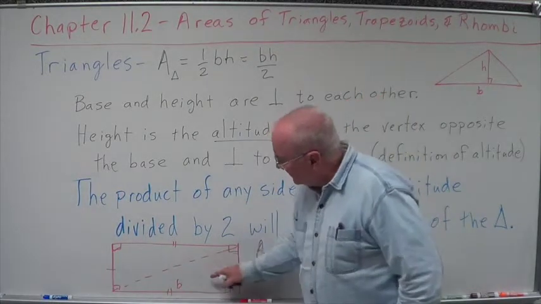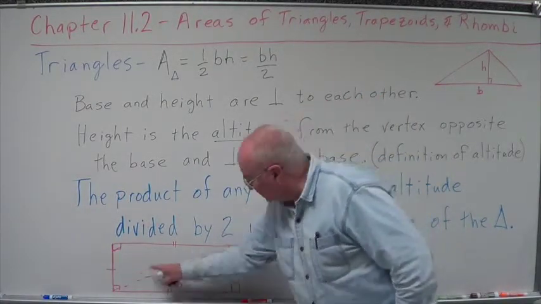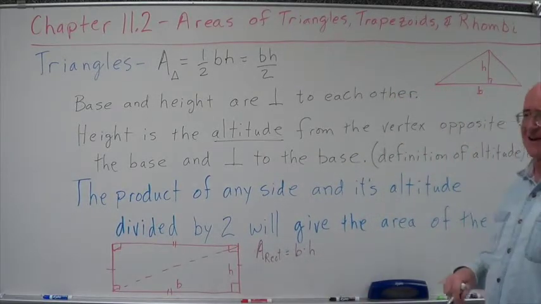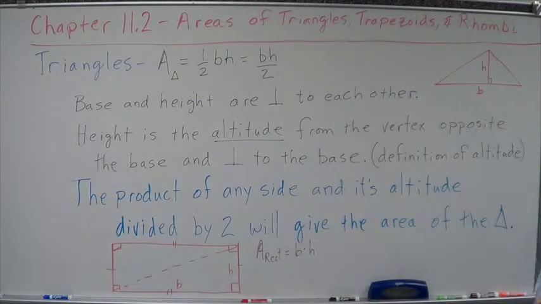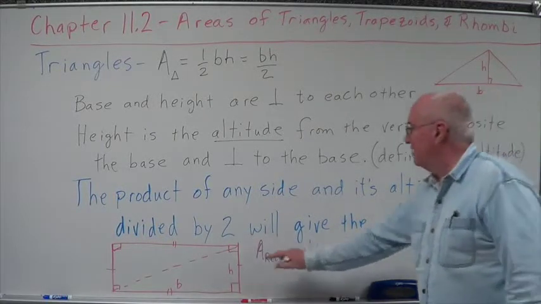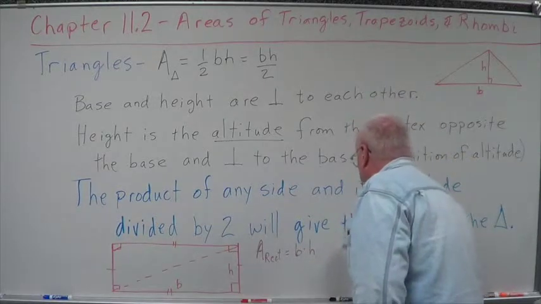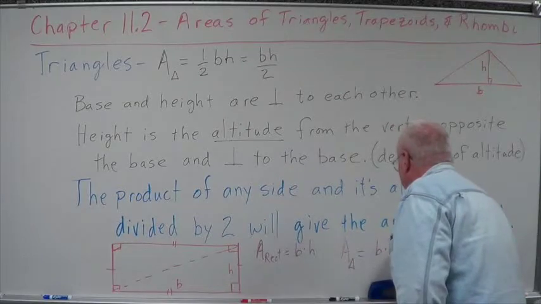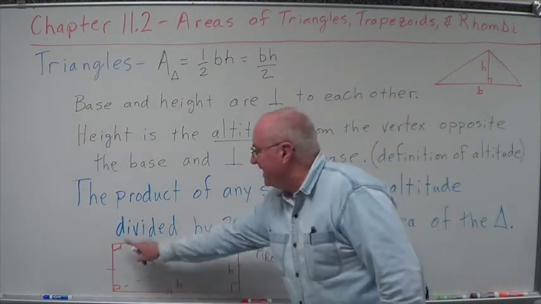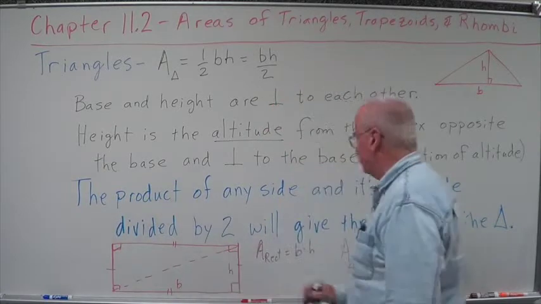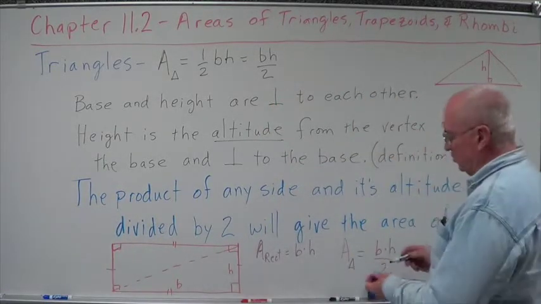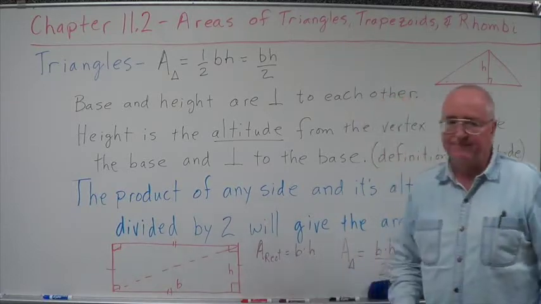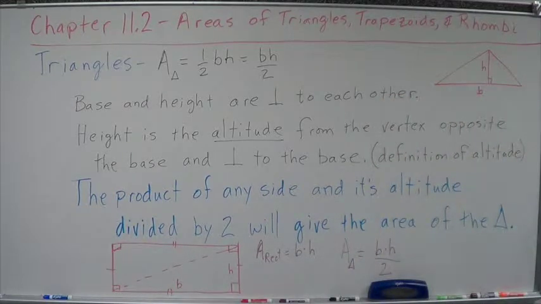Well, I only want the area of this part down here, this triangle. How do I get the area of that triangle? Visually look at it. How much of this is going to be included in that? The area of the rectangle is base times height, and I only want half of it for that triangle. We're going to divide it by 2. Okay? That's a simple visualization of that right there.